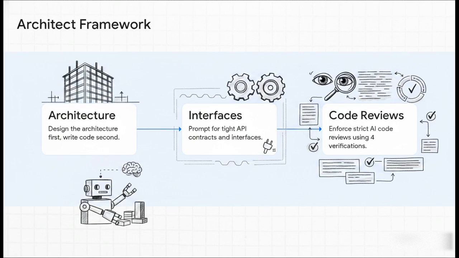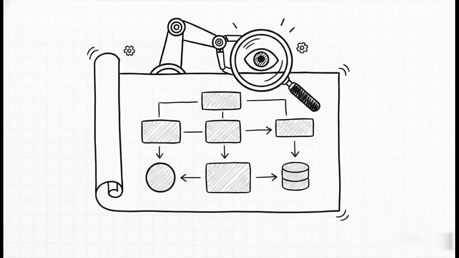Let's break these down. Rule 1, architecture first, code second. Seriously, never ever ask AI to write implementation code until you have defined the architecture. You need to sketch out your data flow between components, define your database schemas, and establish your error handling strategies before a single line of code gets written.